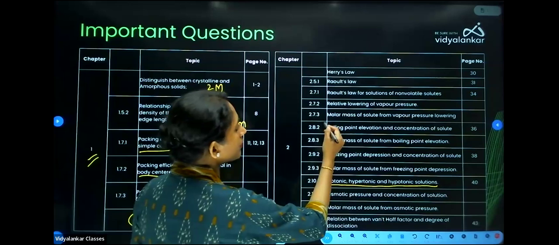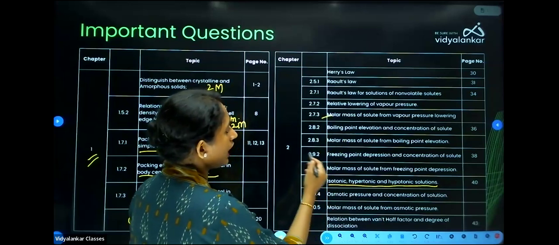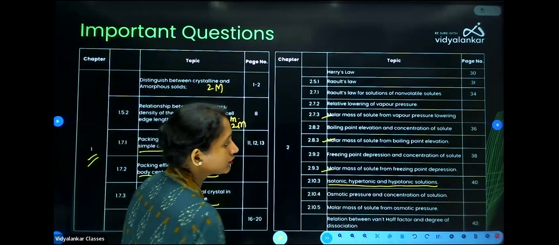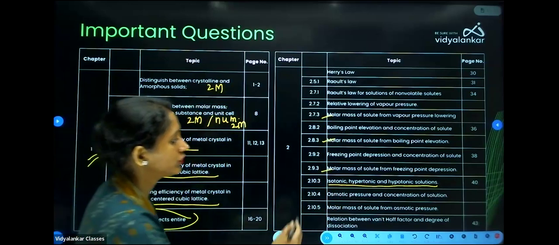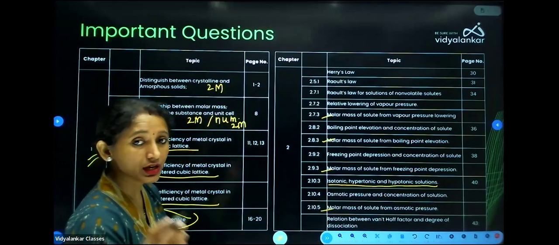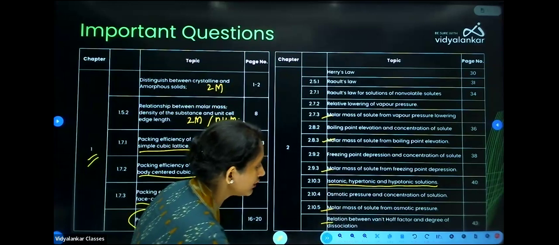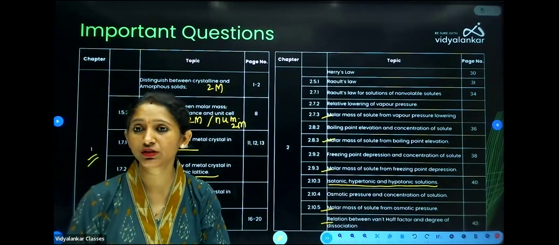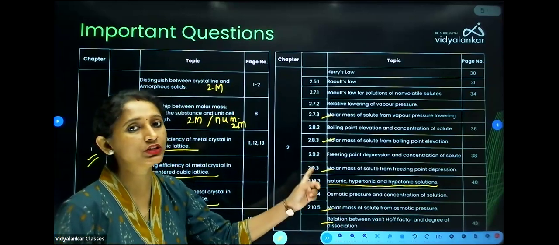Molar mass of solute from vapor pressure. After that, molar mass of solute from the boiling point elevation. Then molar mass of solute from the freezing point depression. Yes, molar mass of the solute from osmotic pressure. And the last derivation of the chapter is the relation between van't Hoff factor and degree of dissociation. So do not skip any of the derivations from the chapter.